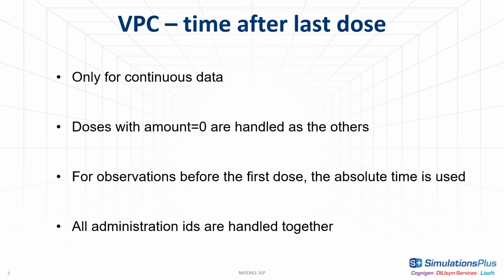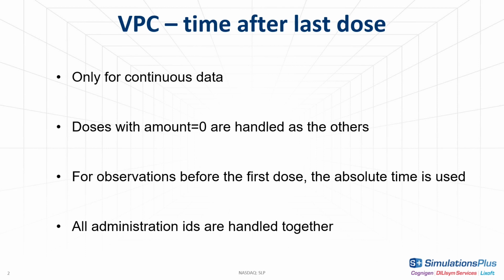Here are a few more remarks on this feature. It is only available for VPCs based on continuous data. Doses with a null amount are handled the same way as other doses, so if you use a dummy dose in the data to reset a variable in the model, for example, the time after this dummy dose will be considered with the feature. If there are observations before the first dose or no dose at all, the absolute time is used for these observations.